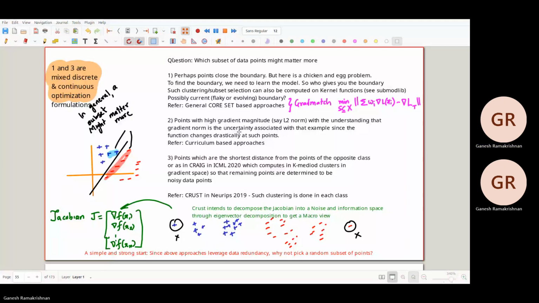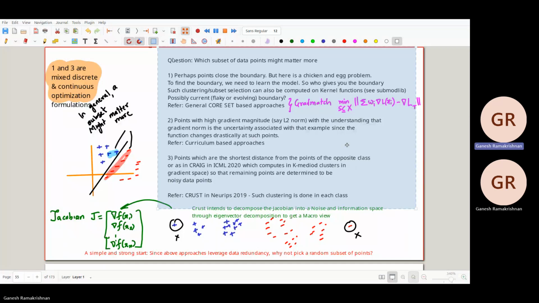Here the function is changing much slower, right? Along the major axis, the function is changing much slower. But along the minor axis, it's changing faster. So let me pick the points on the minor axis, because there the rate of change is faster. So that's another one. They're called curriculum-based approaches also, right?